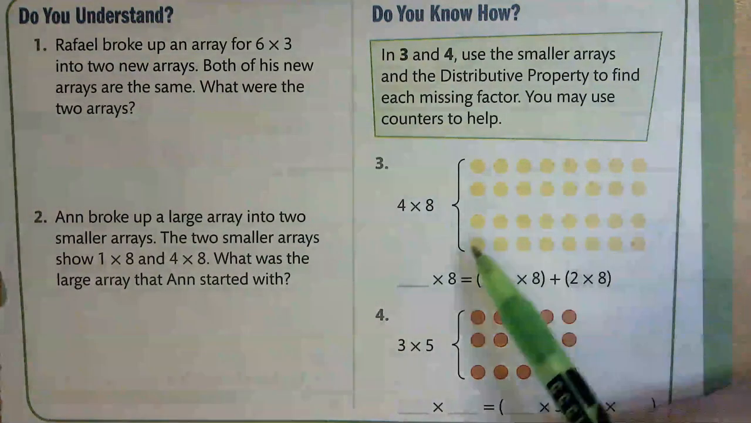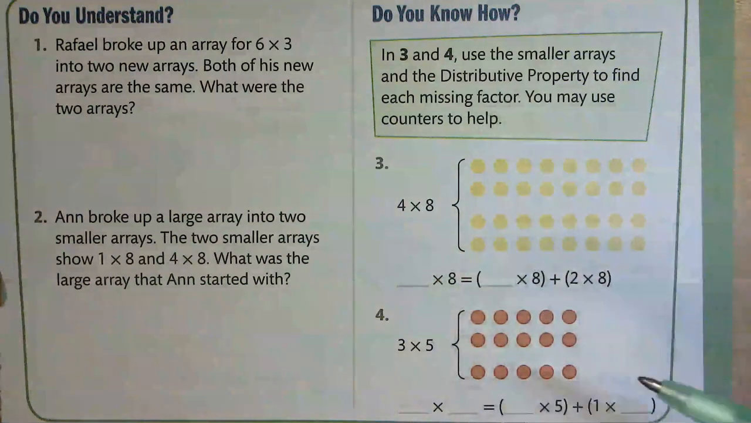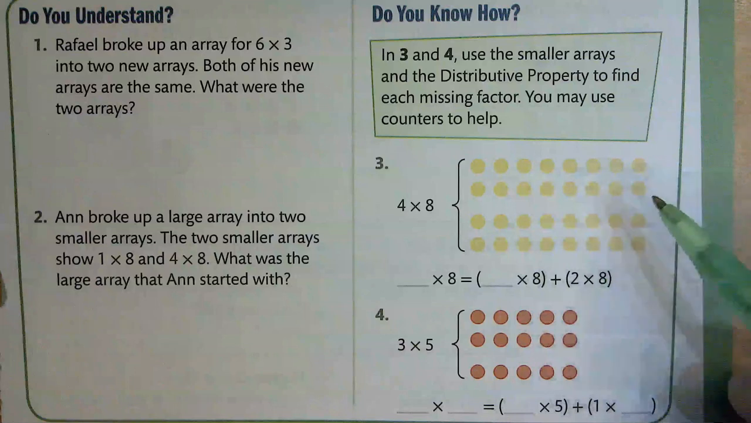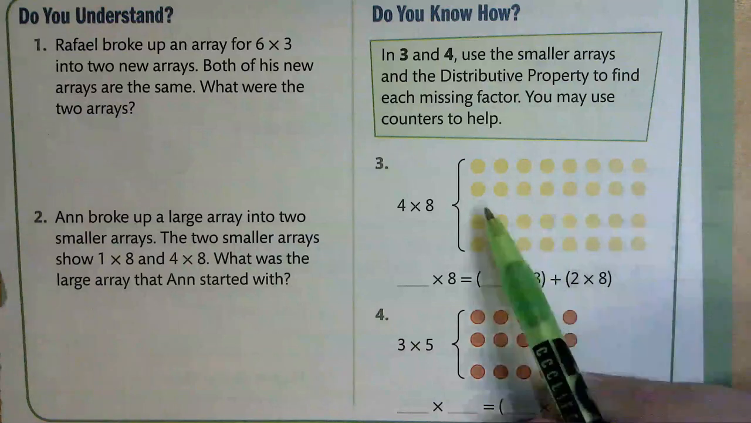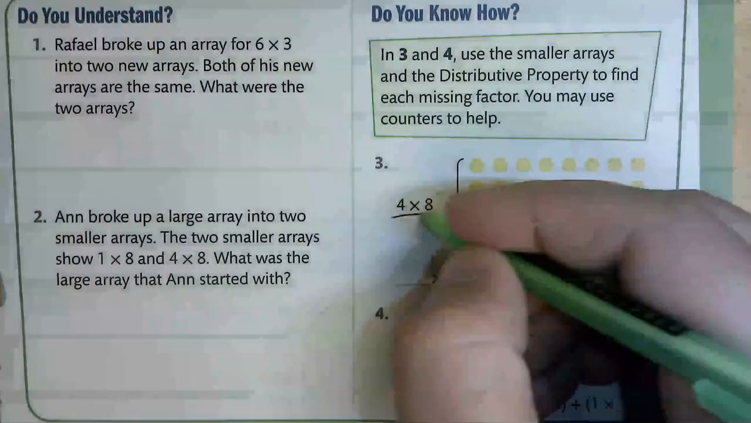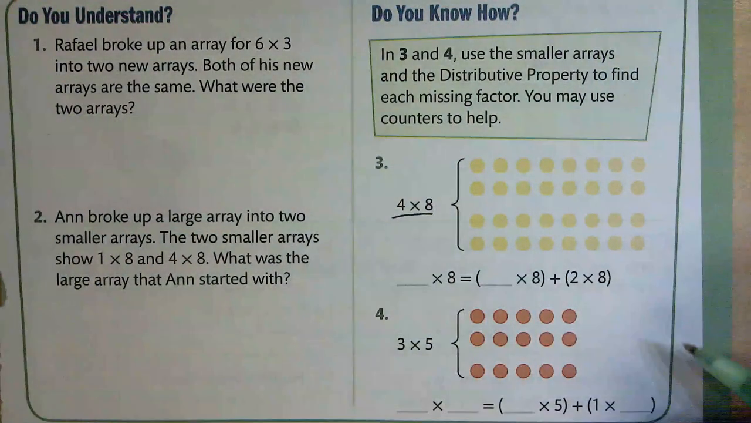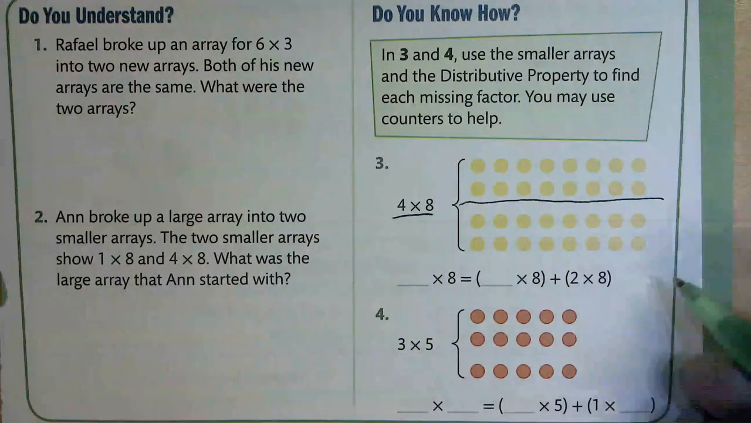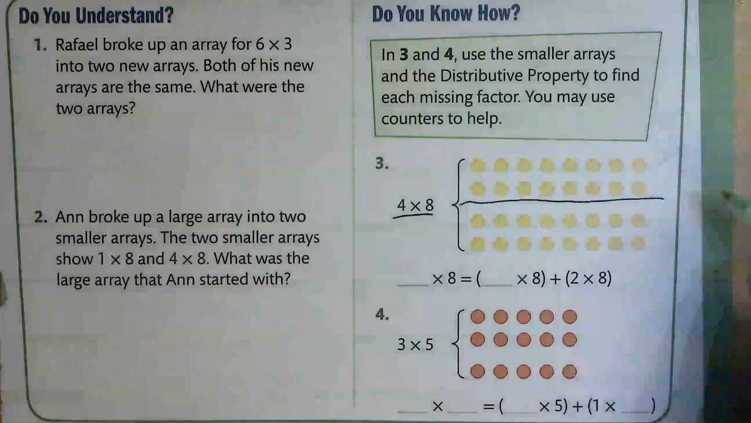But when we take a look at number 3, it says that we can use smaller arrays and the distributive property to find each missing factor. And we can use counters to help. So we've got our counters drawn out here for us. So our original problem was 4 times 8. I can see that we've split it into 2 equal parts here, right? So my question is, well, how many rows do I have?